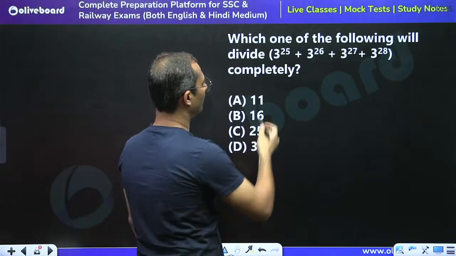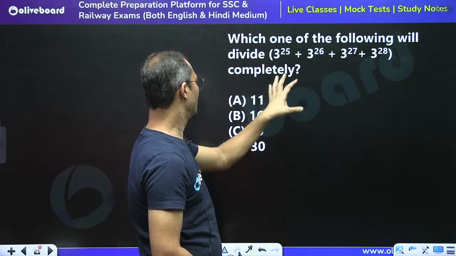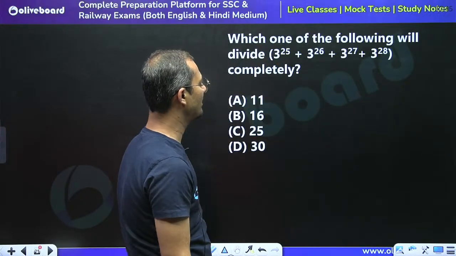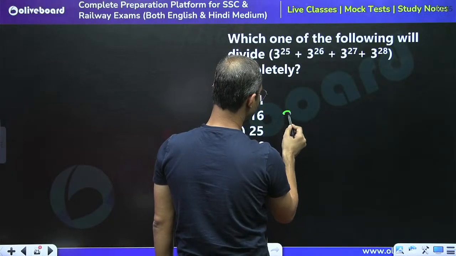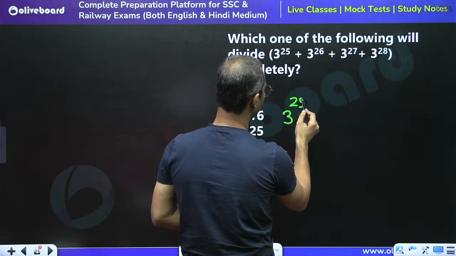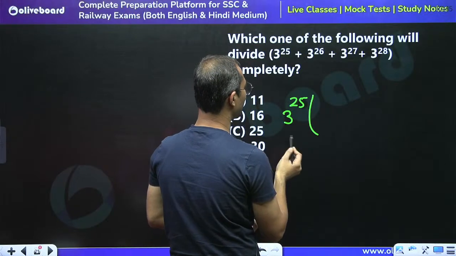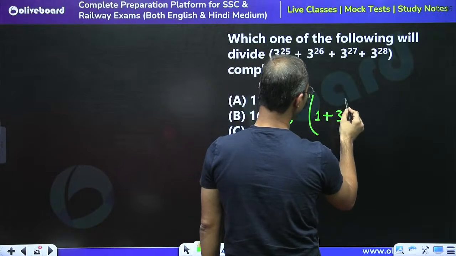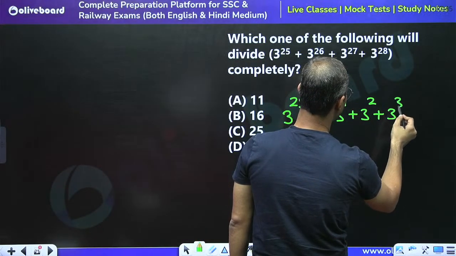Which one of the following will divide? When we have to calculate the number which is going to divide the given expression, just take common the lowest power. We have powers of 3 in each, so we take common the lowest power, which is 25. Taking 3 to the power 25 as common, we are left with 1 plus 3 to the power 1 plus 3 to the power 2 and 3 to the power 3.